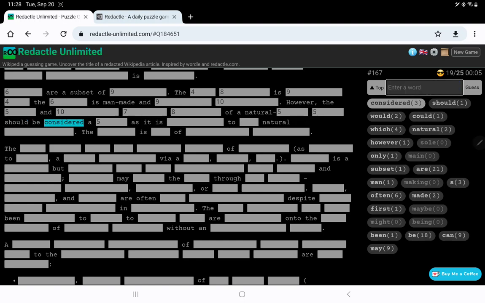Which I could, would, should. Oh, of a natural something. 5 should be considered a 5 as it is 9 to 3 natural ingredients. No, that was 11 letters though.